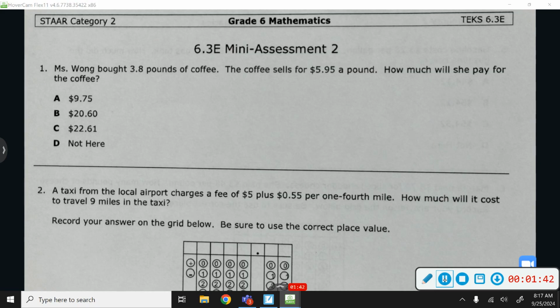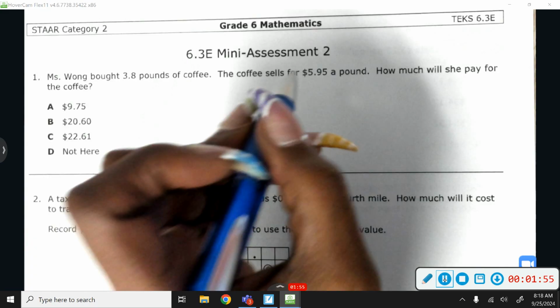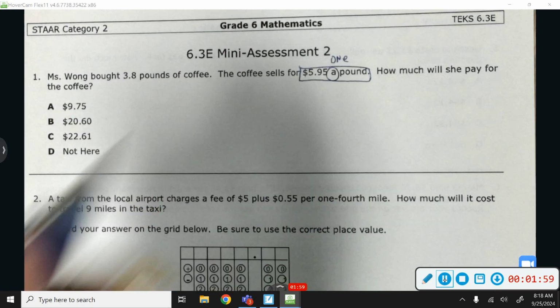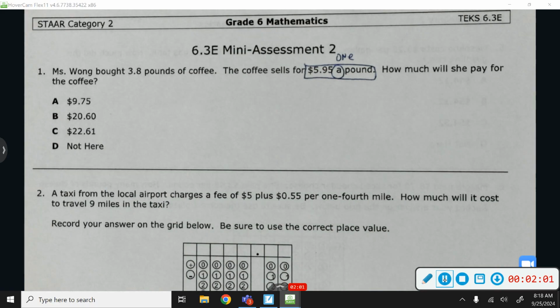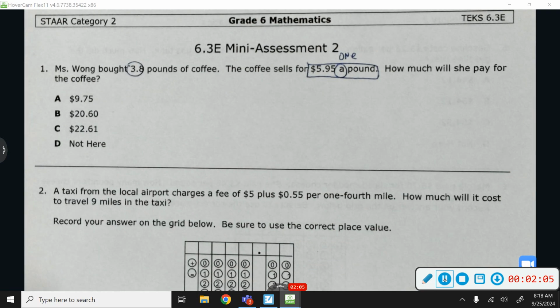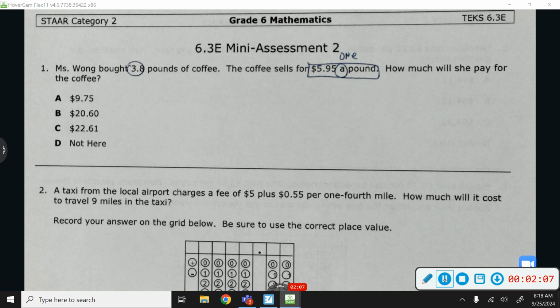Okay, let's look at our second one. It says Mrs. Wong bought 3.8 pounds of coffee. The coffee sells for $5.95 a pound. How much would she pay for the coffee? So again, we know that 1 pound of coffee costs her $5.95. We know she wants to buy 3.8 pounds of coffee.